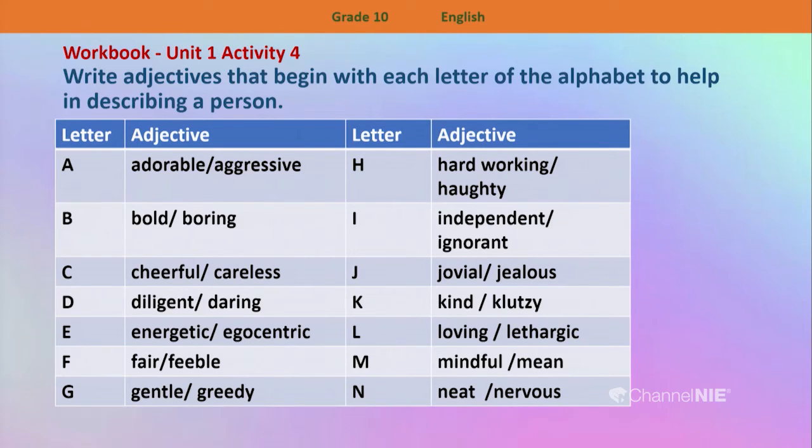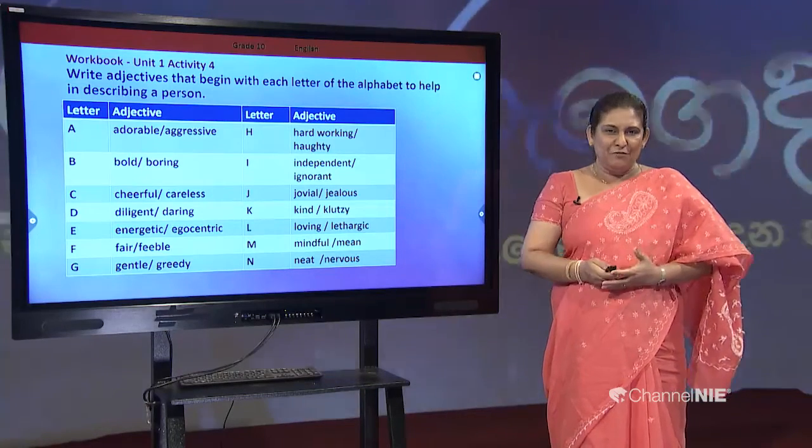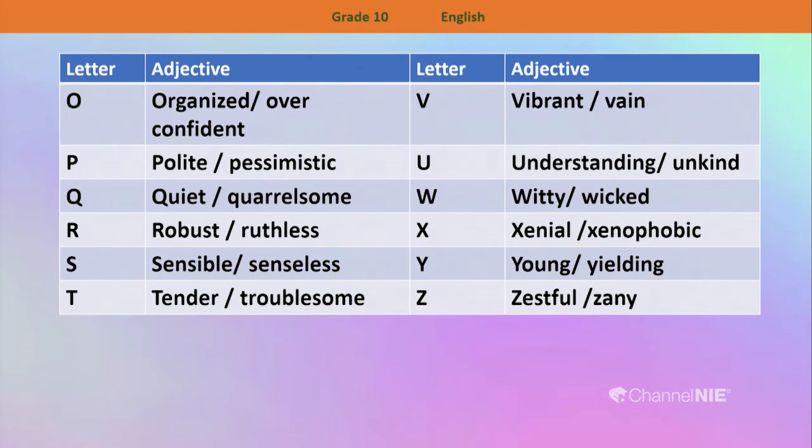K, kind, klutzy. Klutzy is a word, children, for clumsy, right? This is American slang, very informally used. L, loving, lethargic. M, mindful and mean. N, neat, nervous. O, organized and overconfident. Overconfidence is not a good quality. P, polite, pessimistic. You always think of the negative side of everything.